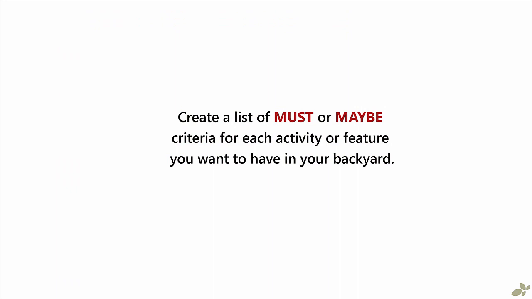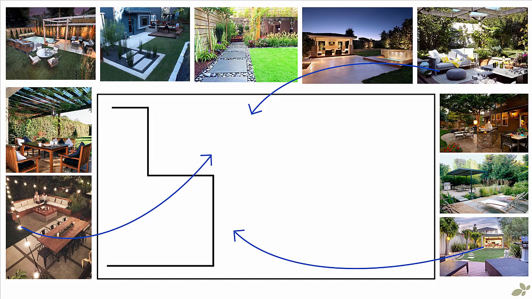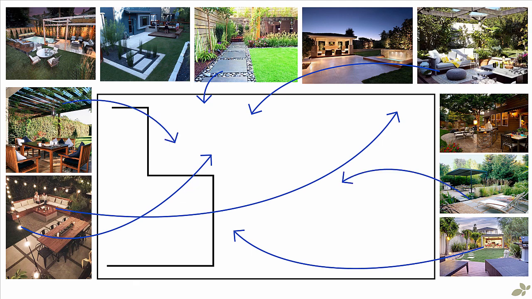And one thing to stress before we begin: creating a list of criteria for an activity or feature doesn't mean you must include it. It's simply there, ready to go, if you decide you want to include this activity, feature, or item in your design. As we'll see when I go through the process, not every item I unpack will be crammed into a design. Over time, through unpacking images, I will build a list of criteria for each area or activity that will form the basis of my design.